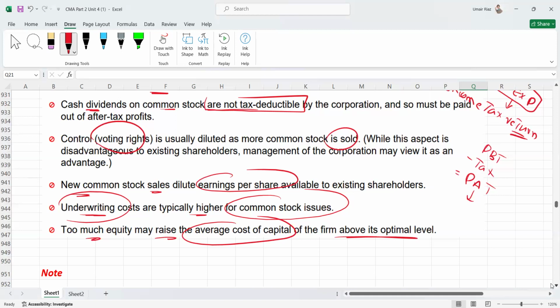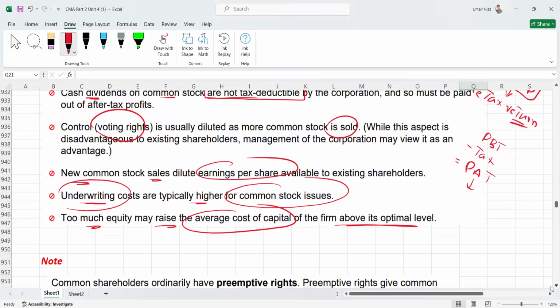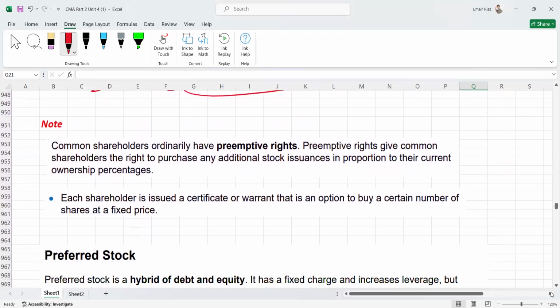Okay, so these are the disadvantages. So now we have a note here. What is the note? Common shareholders ordinarily have preemptive rights. So what are the preemptive rights? First let me explain. Preemptive is actually a right which we give to the existing common shareholders. And this right is for what? This right is to purchase any additional stock issuance in proportion to their current ownership percentage.